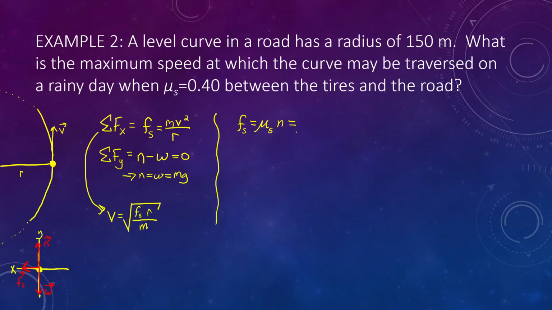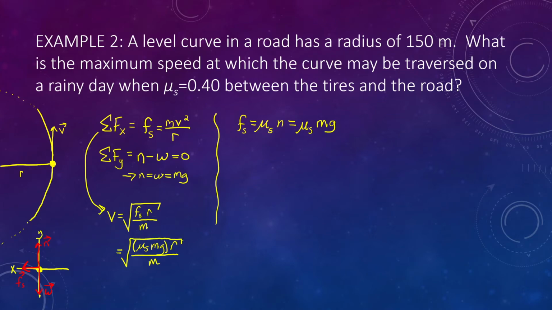So this becomes mu s times the normal force, which is given as mg from the y equation down here. So now we can take this equation for friction and plug it in down here. So let's go ahead and do that. We have the square root of our friction force, which is, again, mu s times mg, times the radius r, divided by the mass.